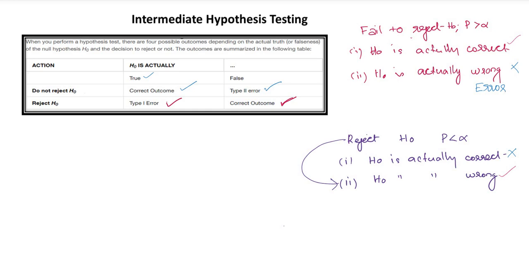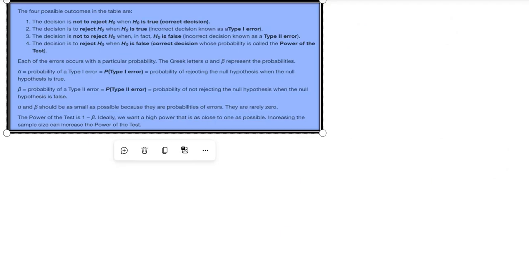One error is failing to reject H naught when H naught is actually wrong. We accept it, at the same time it is wrong. That is called type 2 error. And what is type 1 error? Reject H naught when H naught is correct. Even if it is correct, we reject it. That is called type 1 error. So two types of error, type 1 error and type 2 error. Got it?